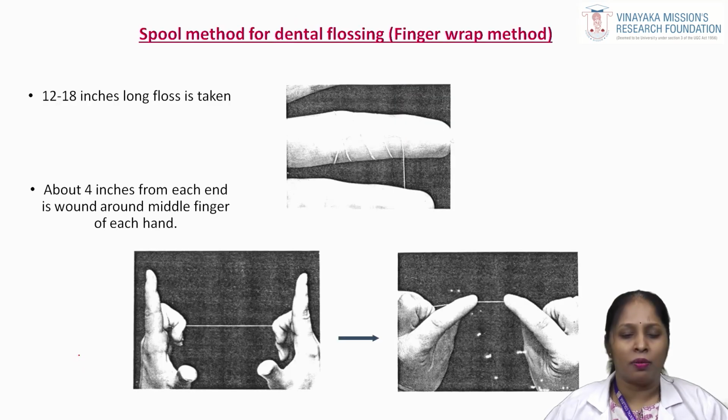There are two methods for dental flossing. First, we will look into the spool method or finger wrap method. In this method, 12 to 18 inches of floss is taken. About 4 inches from each end is wound around the middle finger of each hand.